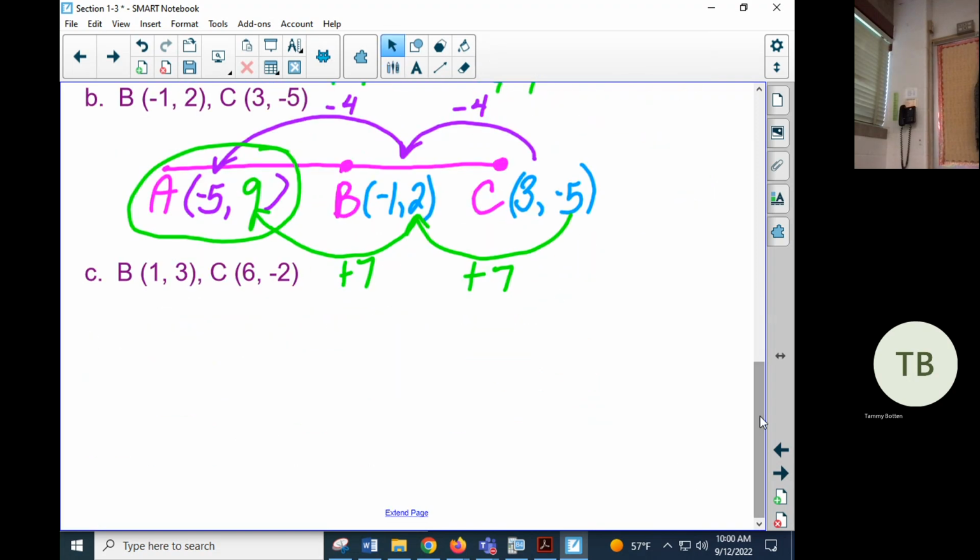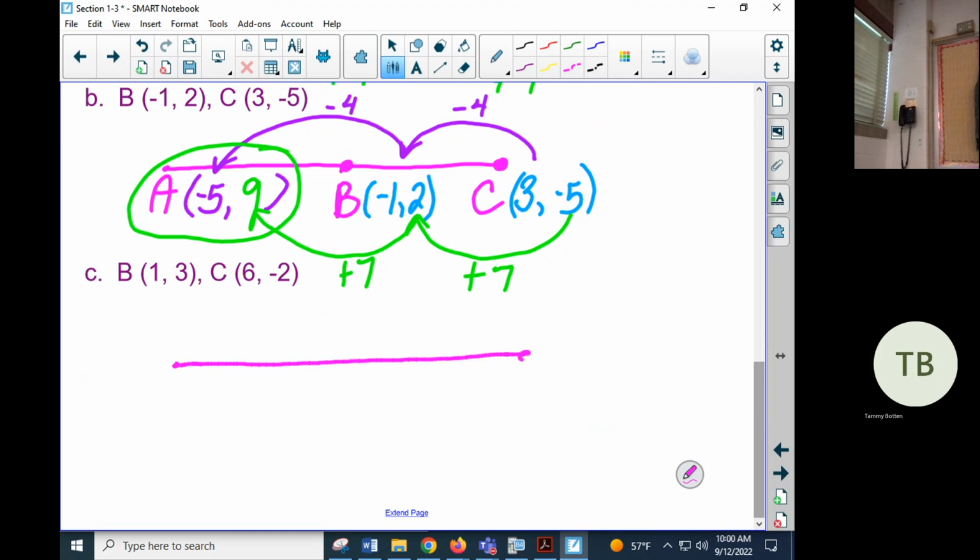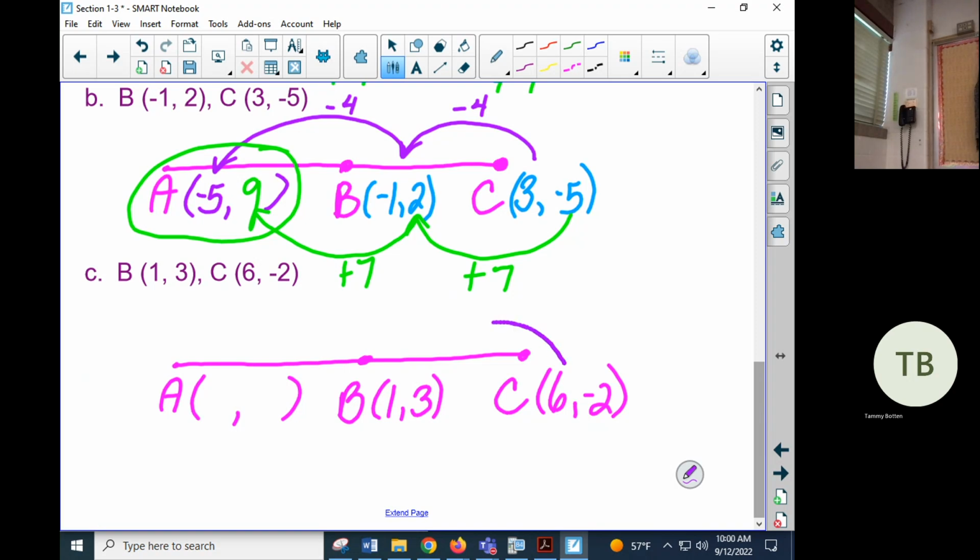And if we look down at this one, again, the same rules. B is (1, 3). C is (6, -2). And I'm looking for A. Here's what we're going to do. We're looking for A, so I'm going to start at this end. I ask myself, what would I add or subtract from 6 to get 1? It's getting smaller, so I have to subtract. 6 minus what would give me 1? 5. So then I'd have to go 1 minus 5.